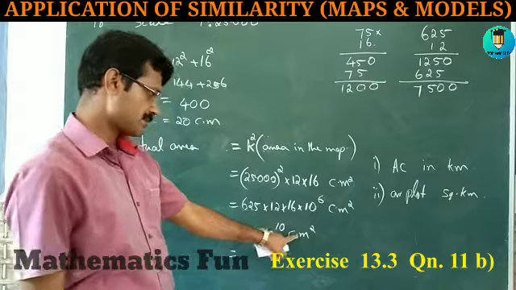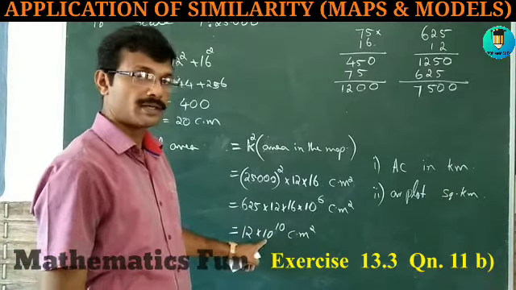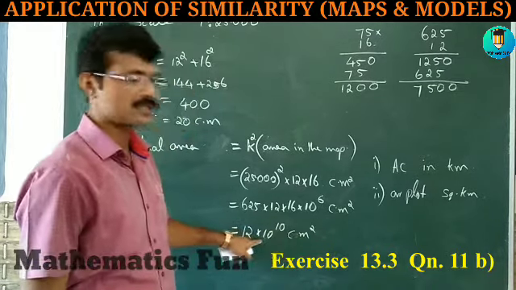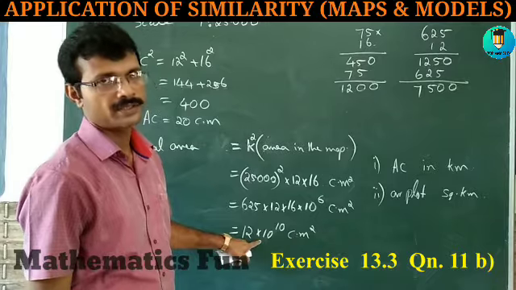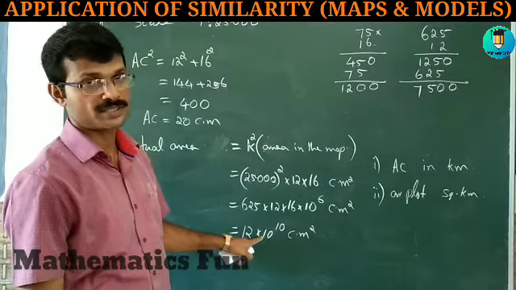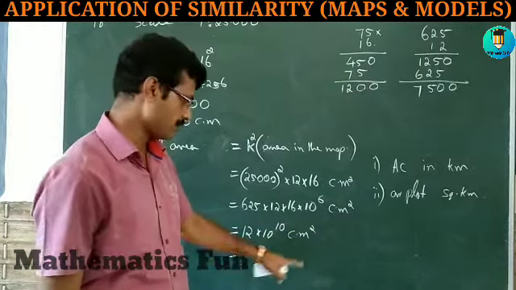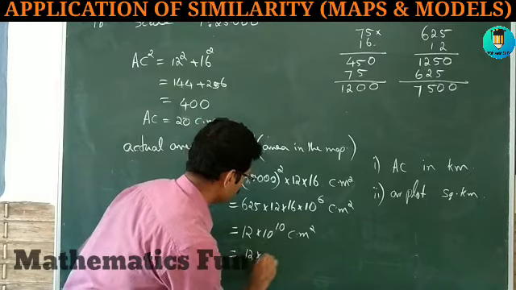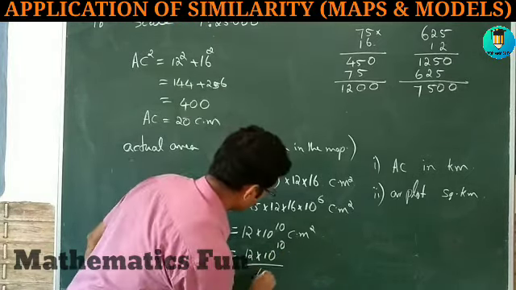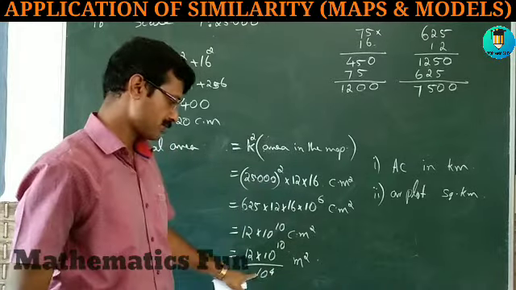So first of all, to convert centimeter square into meter square, I have to divide with 10 to the power 4, because to convert centimeter to meter we have to divide with 100. 100 means 10 square, but since it is centimeter square, it will be 10 to the power 4. So first of all, I am writing this 12 into 10 to the power 10, divided by 10 to the power 4, and it will become meter square.